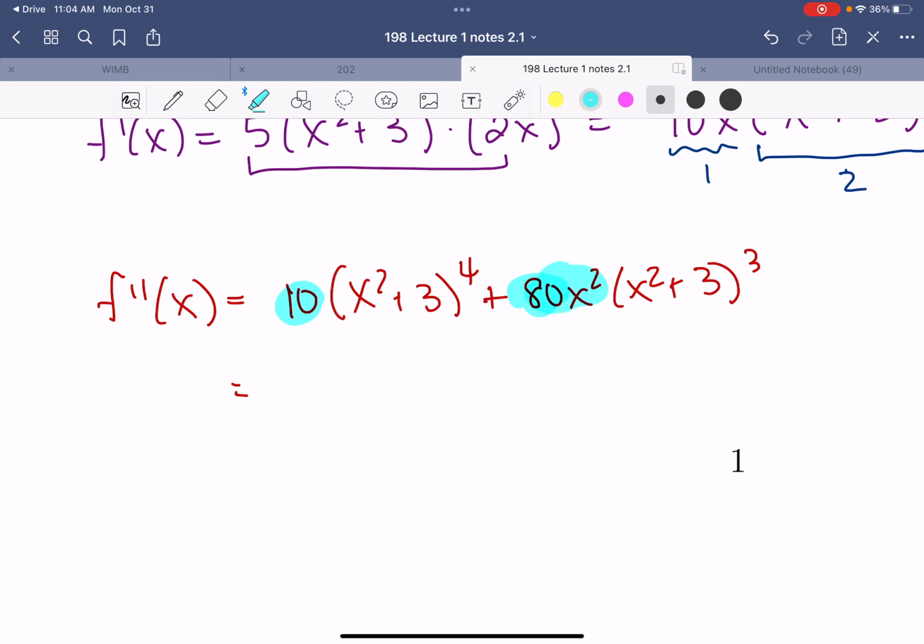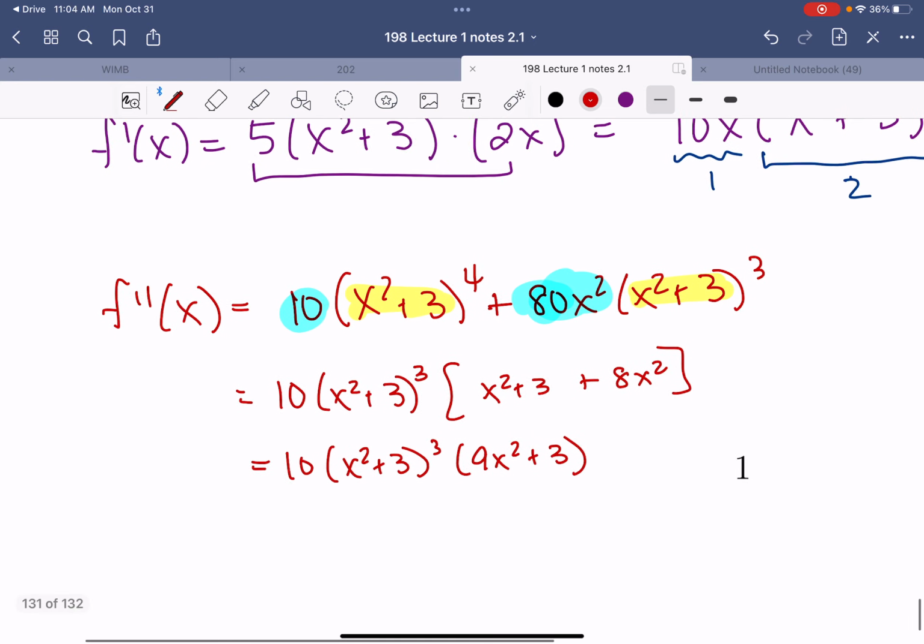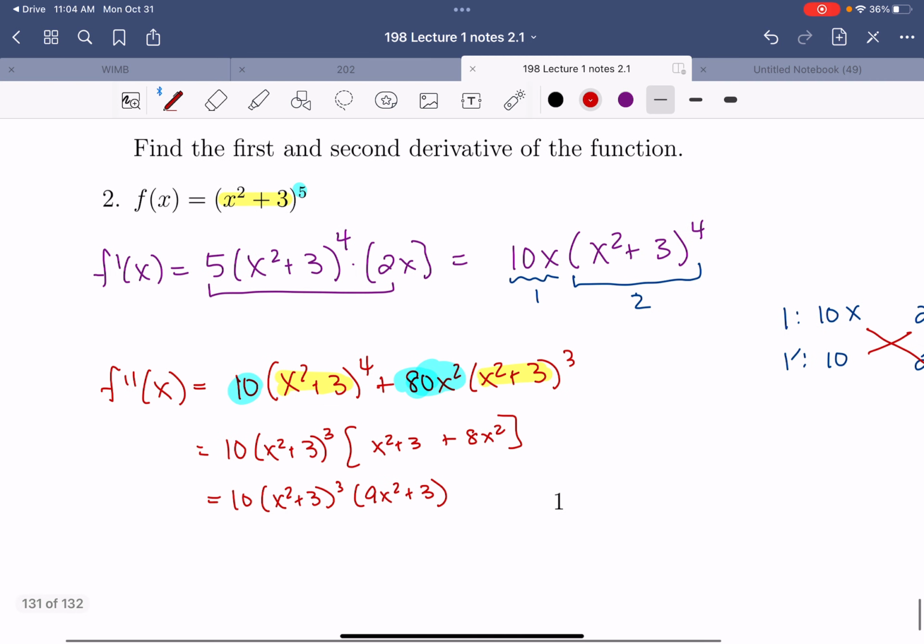And then both terms have the x squared plus 3. So I have a 10 in common from the blue parts. And then we have an x squared plus 3, and they both have at least 3. And when I look at what's left, I have an x squared plus 3 out of the first term and an 8x squared out of the second term. So that gives me 10 times x squared plus 3 cubed, and we've got 9x squared plus 3. Okay. Now notice that our derivative in this case gets more complicated as we go. And so hence why I didn't ask you to take more than the first and second derivative. Okay. In this case, I would need product rule and chain rule again.